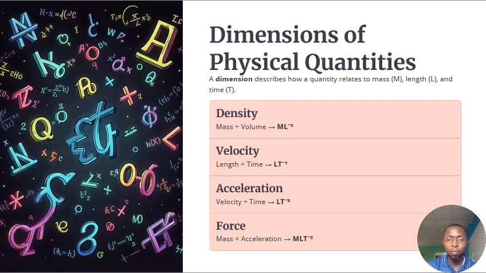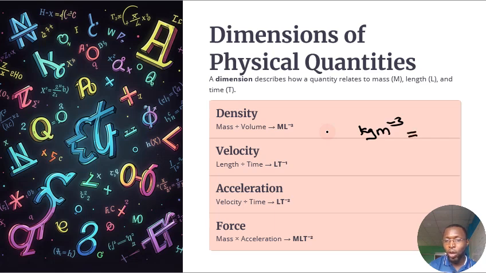Now the dimension of density is ML to the power minus 3. How did this come about? Very simple. Since I already know that by unit, the unit of density is kilogram per meter cube, right? So with this, all I need to do is to substitute the symbols.